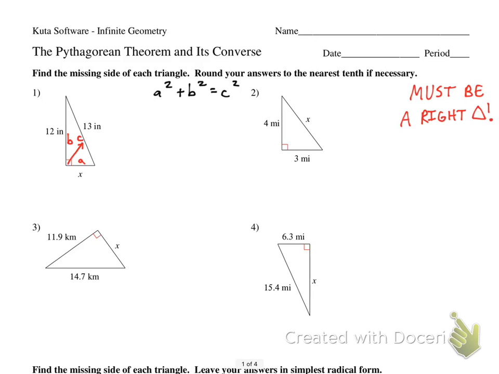I think it's helpful to do this so that you never get confused about what should be what. So a will always be the short, the medium for b, and the long for c.